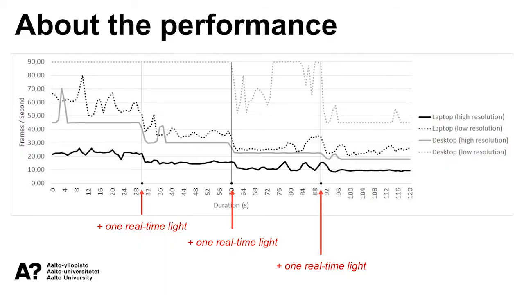All right, now that we have an overview of the application and its functionalities, what are the observations that we made whilst producing this? Firstly, about the performance. This graph depicts the frames per second rendering attained using this application on 2 different virtual reality systems and 2 different rendering resolutions. And basically we add 1 real-time light to the scene every 30 seconds.